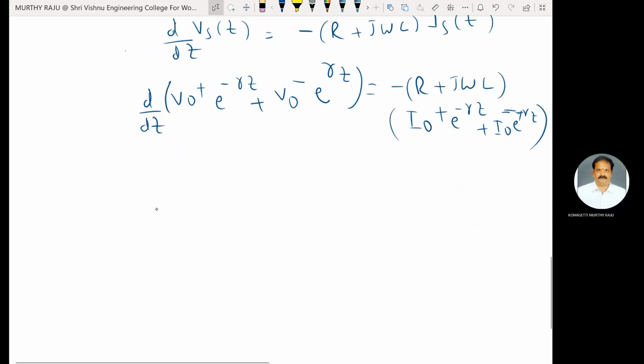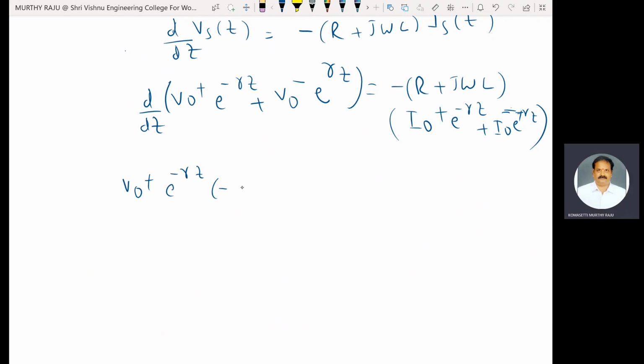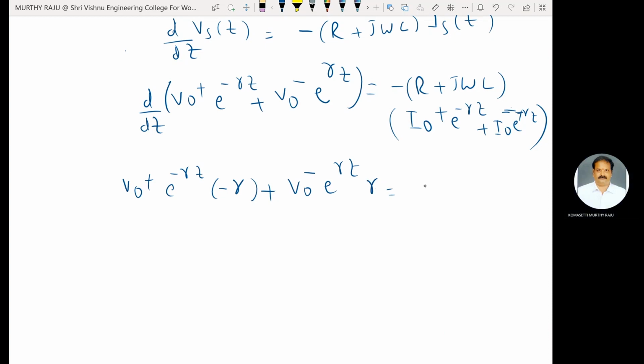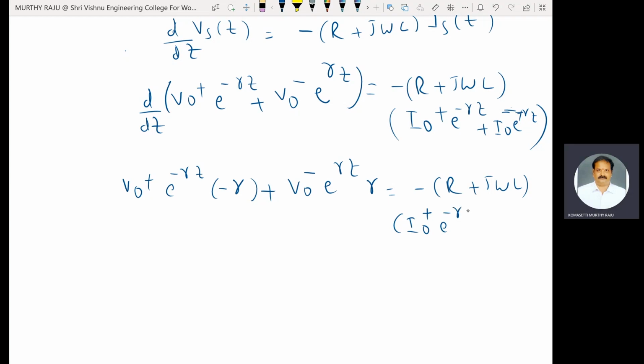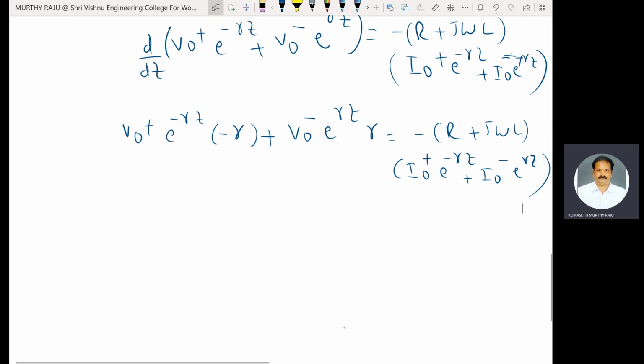Differentiate this equation. V0 plus e power minus gamma z; d by dz of e power minus gamma z is e power minus gamma z into minus gamma, plus V0 minus, derivative d by dz of e power gamma z is e power gamma z into gamma, is equal to minus (r plus j omega l) into I0 plus e power minus gamma z plus I0 minus e power gamma z. The wave is propagating along the z direction.